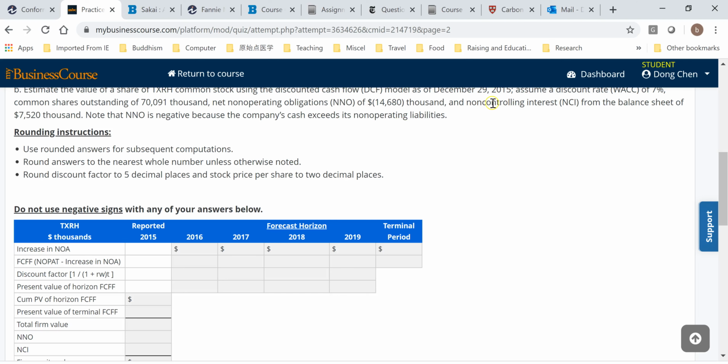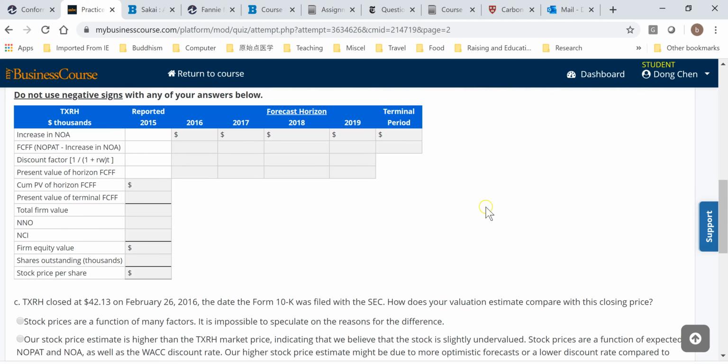And we also know the non-controlling interest, so we also need to deduct the non-controlling interest. And we also need to pay attention to the rounding instructions. Use rounded answers for subsequent computations. Round answers to the nearest whole number unless otherwise noted. Round discount factor to 5 decimal places and stock price per share to 2 decimal places.